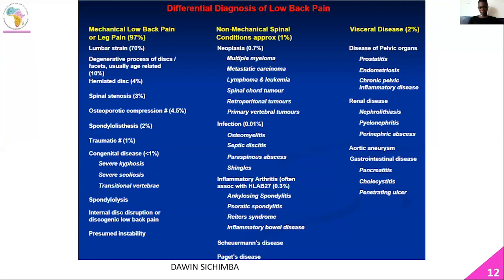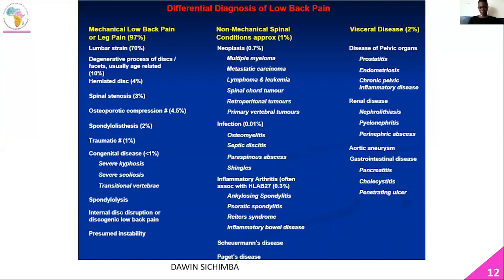Then we also have herniated disc. We also have spinal stenosis, osteoporotic compression, and spondylolisthesis, traumatic, like I've already mentioned. We also have congenital disorders such as severe kyphosis, severe scoliosis, and transitional vertebra.